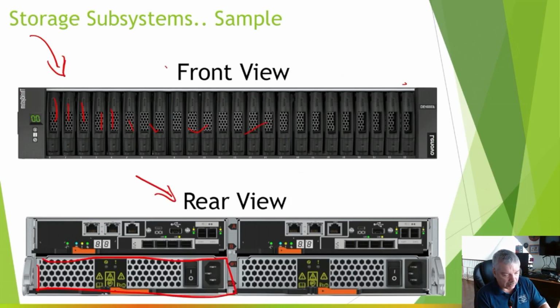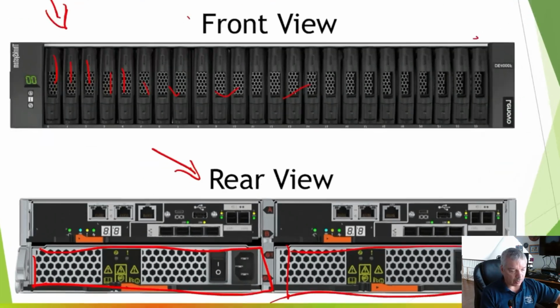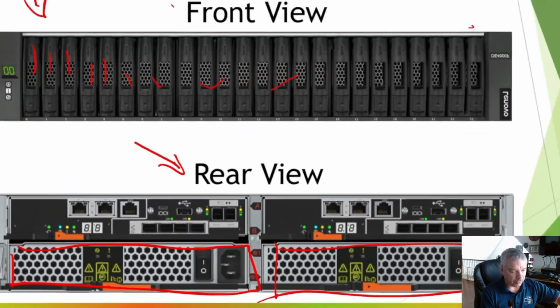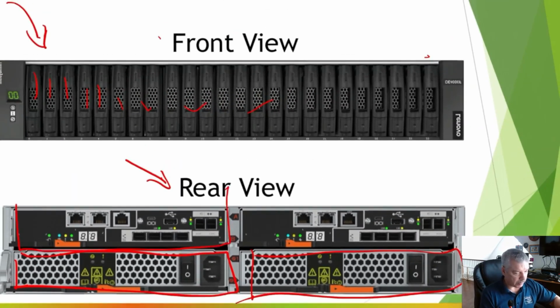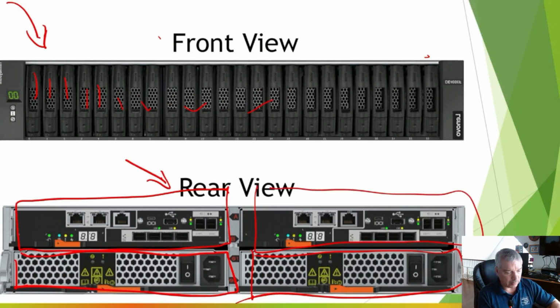In this case, we see 2 power supplies. That makes sense for redundancy, okay? Then you'll have these things that I call controllers, right? You'll notice that there's 2 of them, one here and another here. Why do we have 2? You might have 1, depending on your environment, but most of the time you'll see at least 2.